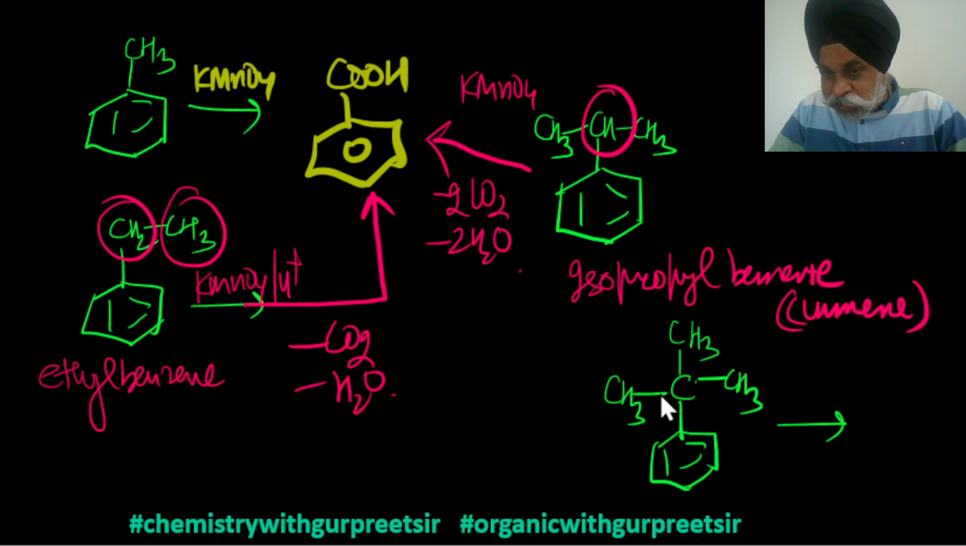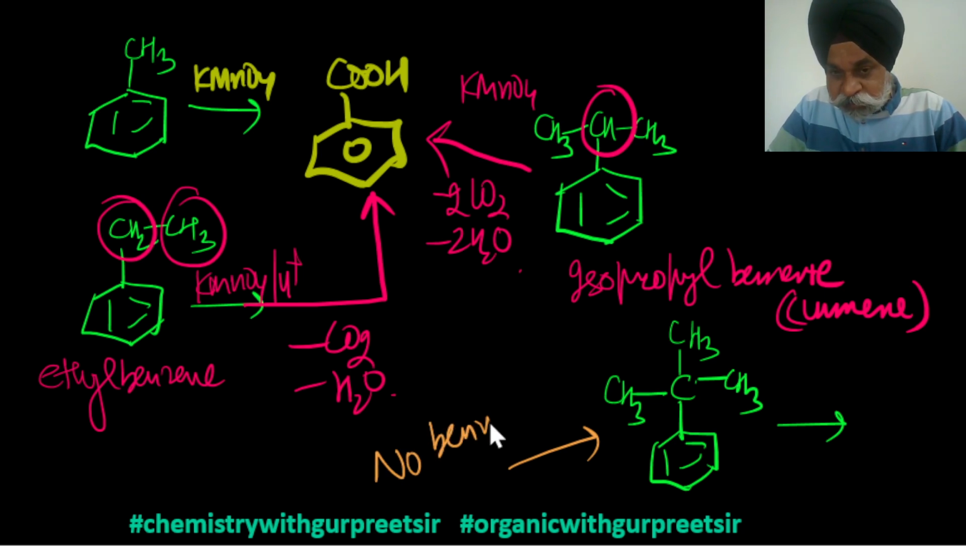But if you have a tertiary butyl benzene, just like in this case, here you would not have any benzylic hydrogen. There are no benzylic hydrogen atoms.